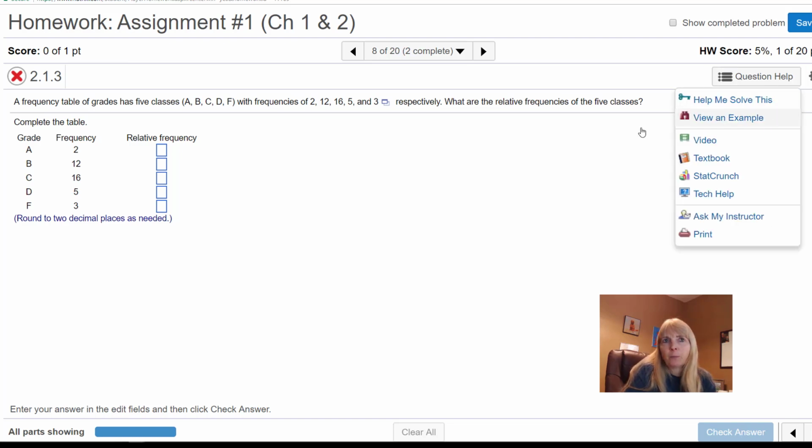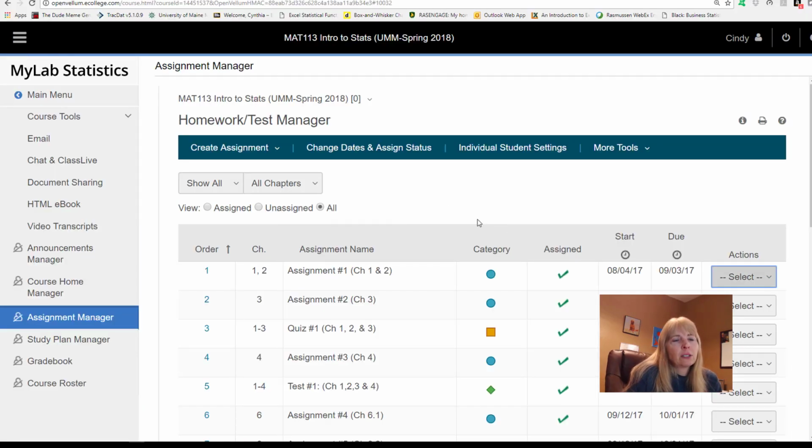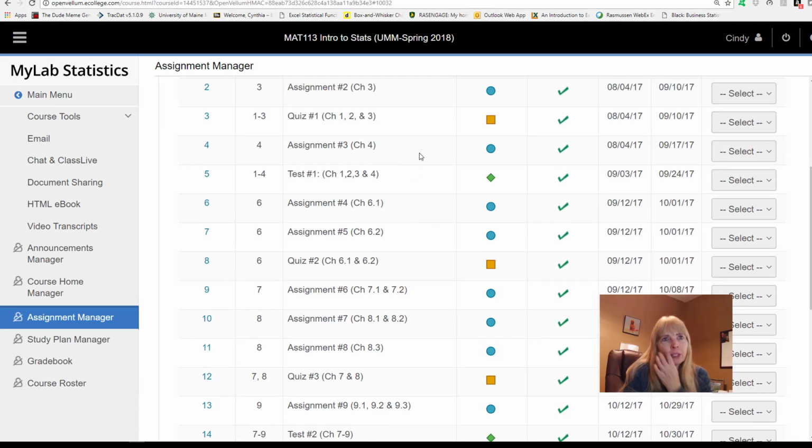Let's say none of that helps, and you can see in here they have some videos, they have textbook, and here's StatCrunch. Click the Ask My Instructor, and what that'll do is it'll send this exact problem to me. If you send me just an email and you say, Cindy, I don't understand how to work number 8, I won't get your exact problem. My numbers might be different. So I might send you something, well, if your numbers were this, but if you hit that Ask My Instructor, I get your exact problem. So that's really nice.